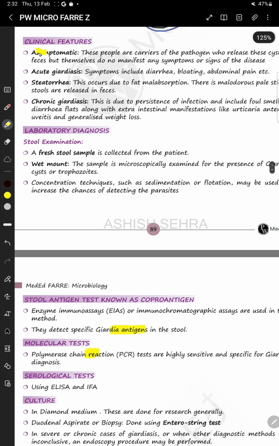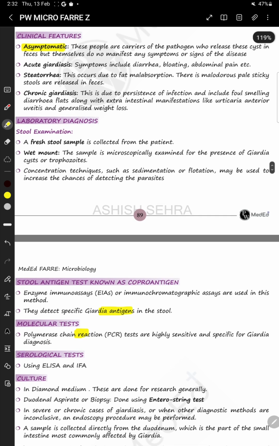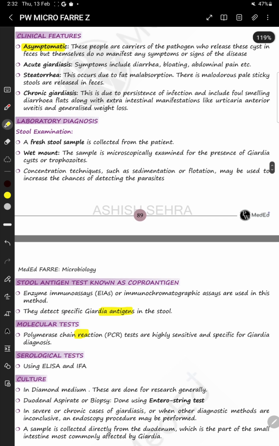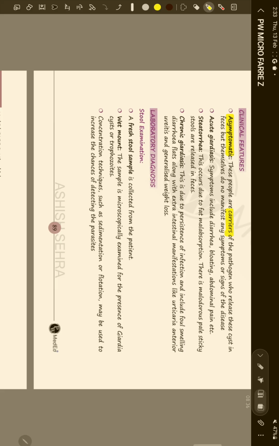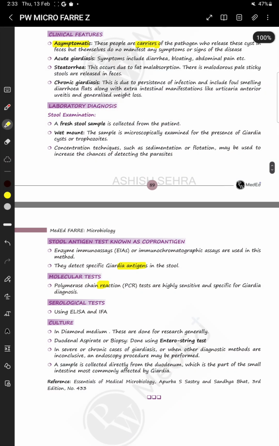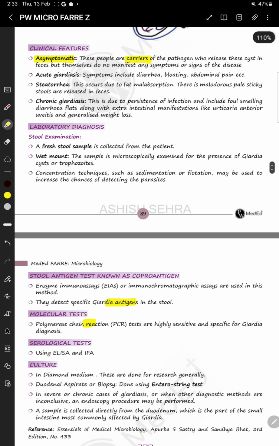Clinical features: asymptomatic. These people are carriers of the pathogen who release these cysts in the feces but themselves do not manifest any of the symptoms of the disease. So asymptomatic means they will be the carrier.